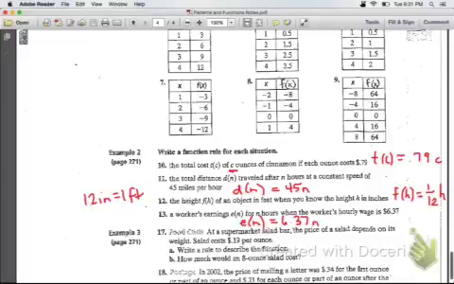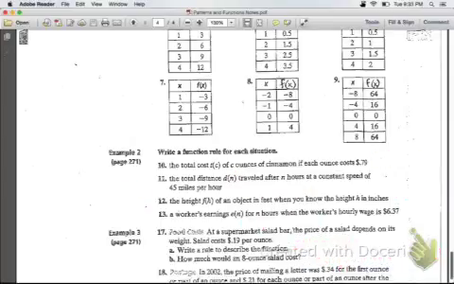So at a supermarket salad bar, the price of a salad depends on its weight. Salad costs 19 cents per ounce. What is the rule? So I always just go back to the f of x. 19 cents per ounce. How much would an 8-ounce salad cost? So we're basically wanting to find f of 8. 19 times 8 equals $1.52.